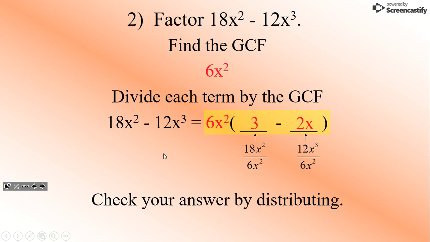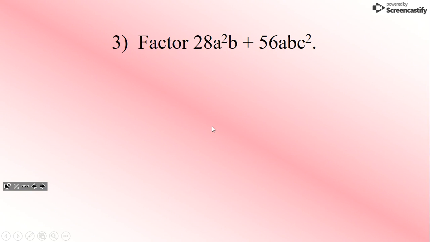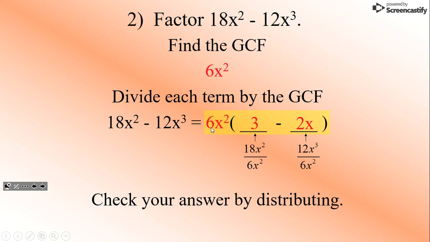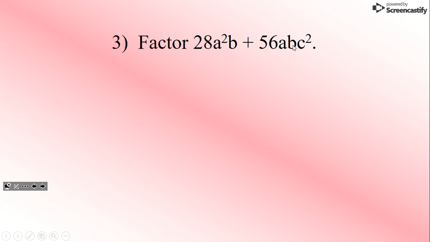And you will check your answer by distributing. We're going to multiply the 6x squared times the 3, and that gets us 18x squared, and the 6x squared times the 2x, which will get us 12x cubed, since x squared times x is x cubed. So that works. This one looks a little ugly, but it's the same rules.